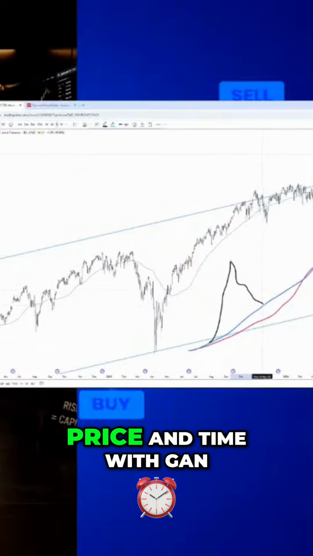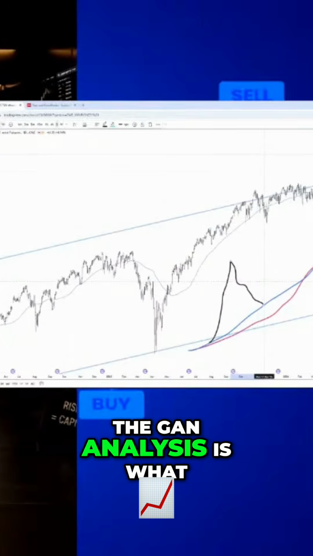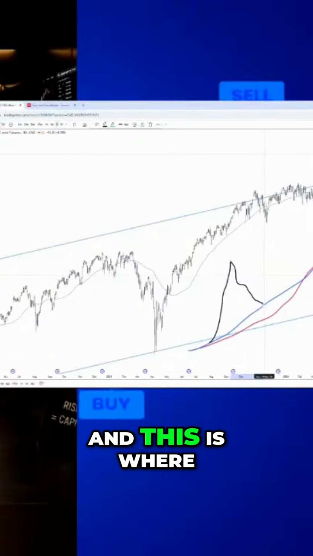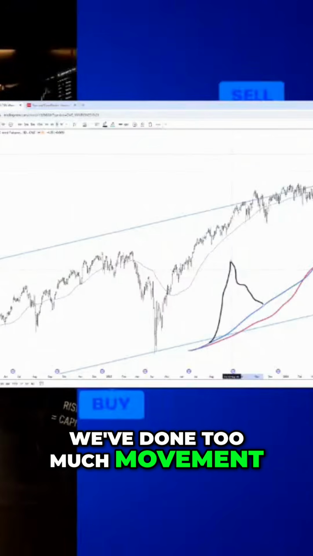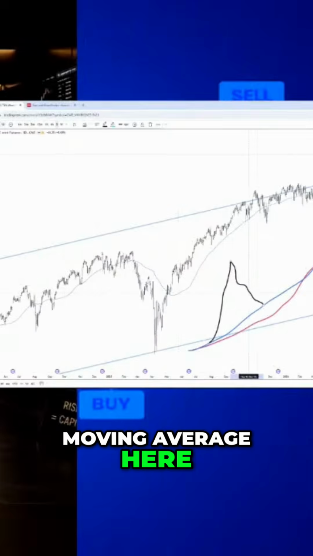This is what's called price and time with Gann that I've learned from Gann. The Gann analysis is what? When we've done too much price, there's a lot of energy used there. And this is where, as the markets get too far away from the moving average, we've done too much movement. We just need a little bit of a correction, not a top, but we just need a little bit of a correction, right? And this is where we use the 52 moving average here.